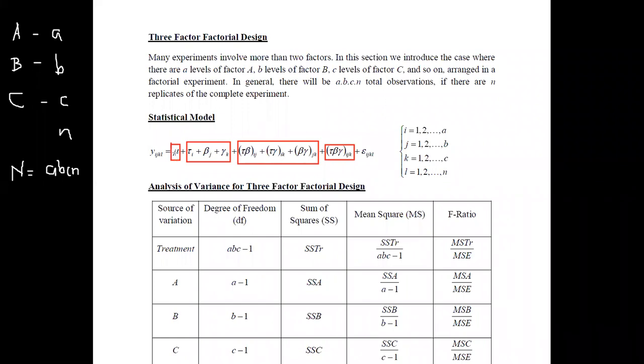Mu is the grand mean, and tau_i is the treatment effect, or the effect due to factor A. Beta_j is the effect due to the jth level of factor B.